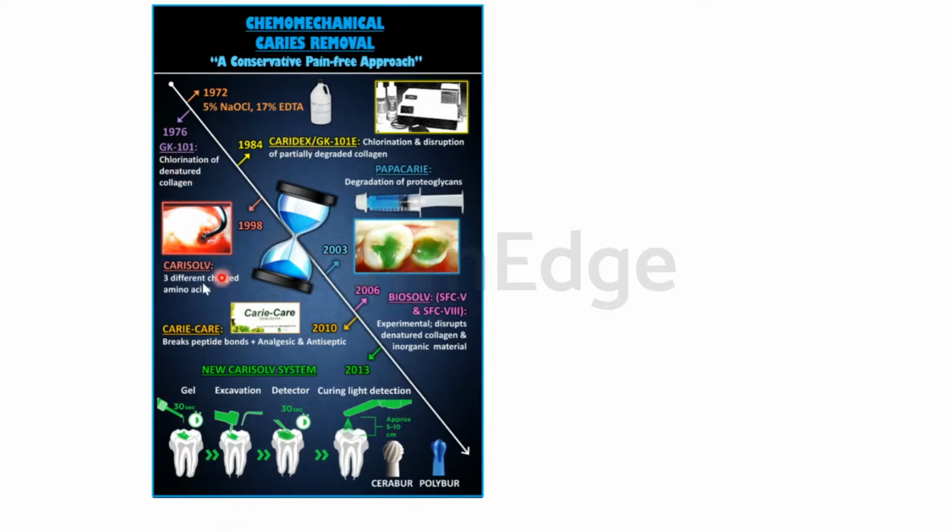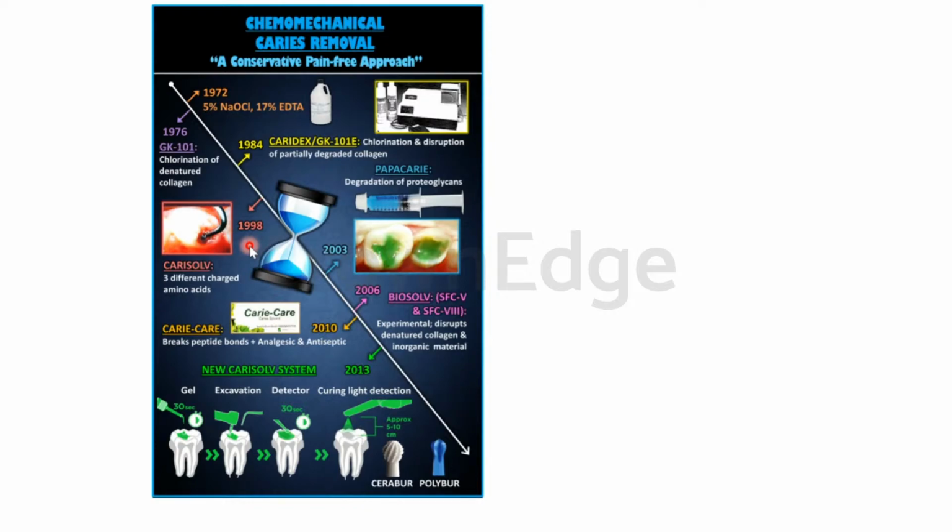So they decided to make it into a gel. This gel was called Carisolve. This was made by a team called Mediteam. All right, so from Sweden they made this gel, which is a pink gel, which is applied onto the cavity, and then spoon excavators are used to scoop away the gel, and this became revolutionary. Carisolve is one of the best materials which has been used in chemomechanical caries removal.